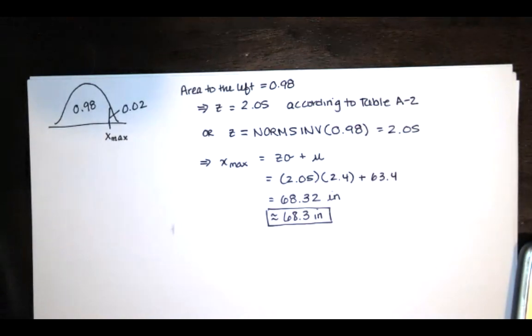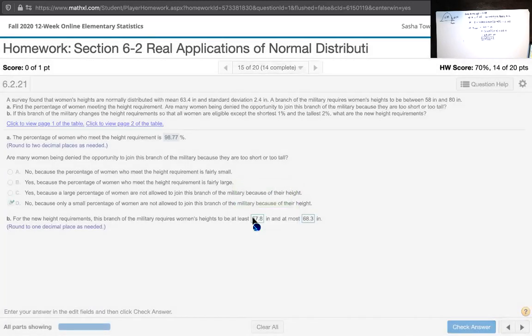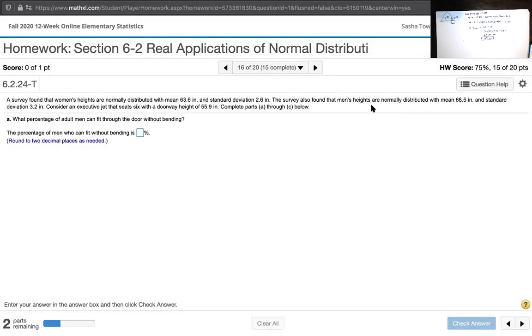Okay, let's go back. So it's 68.3 inches. Those are the new height requirements. All of the women will be accepted as long as they are at least 57.8 inches tall and at most 68.3 inches tall. And that's it for that question.